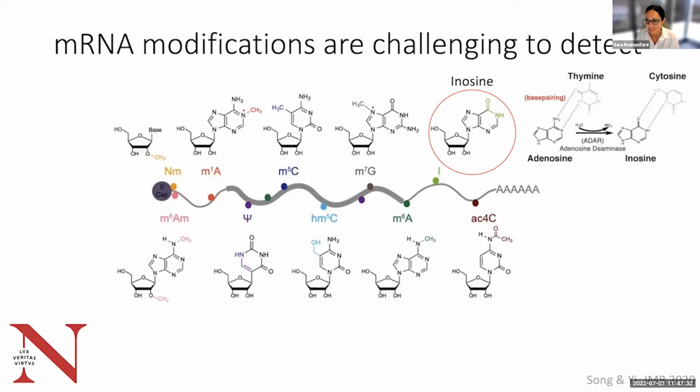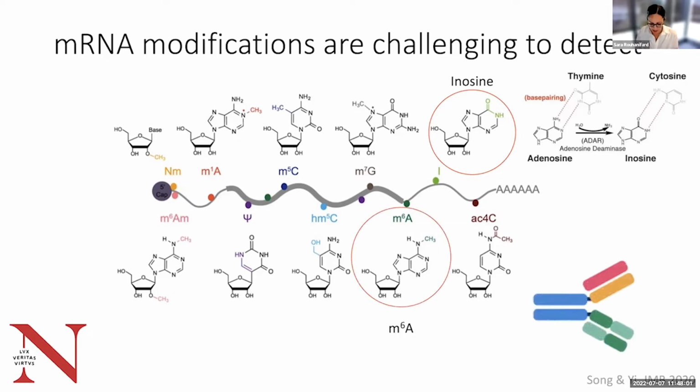And people who study this probably wouldn't like that I called it an easy one to detect, but it's easier because inosine results in a change in the Watson-Crick base pairing. So A pairs with T, I will pair with C. So based on that, you can compare the cDNA to your genomic DNA to identify sites of putative A to I editing.